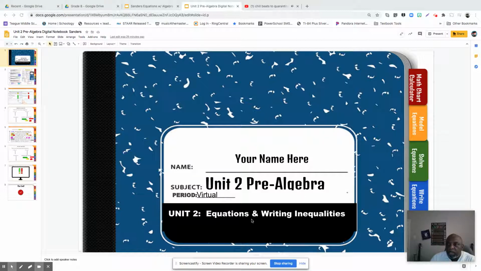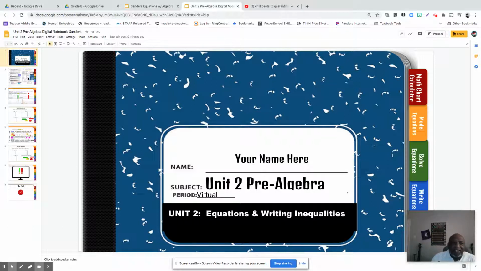Now let's get to what we're talking about today. Today is Unit 2, and that's on equations and inequalities. What I am showing here on the screen is your new interactive notebook. Once you download this link from Schoology, you'll have to make a copy of it. So go ahead and make your own personal copy, so you can add some things into it. But let's see what you need to do.